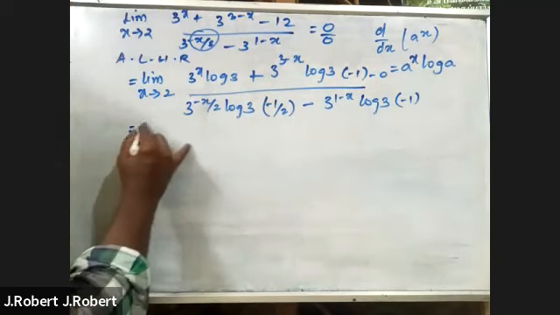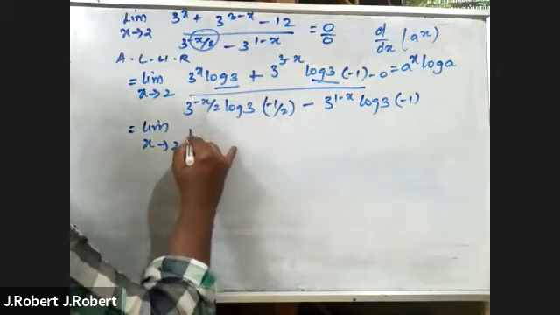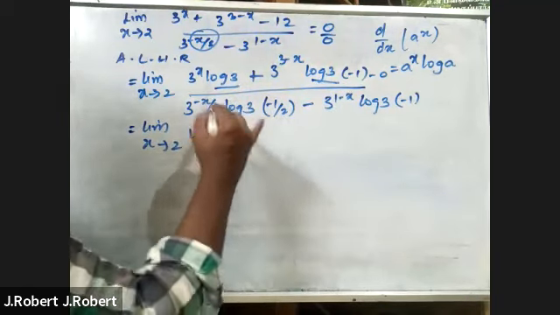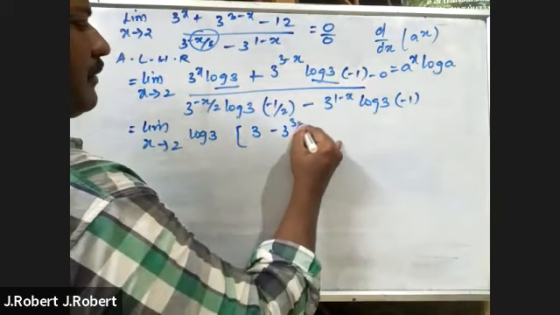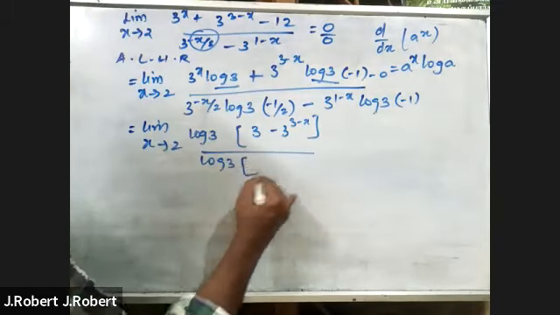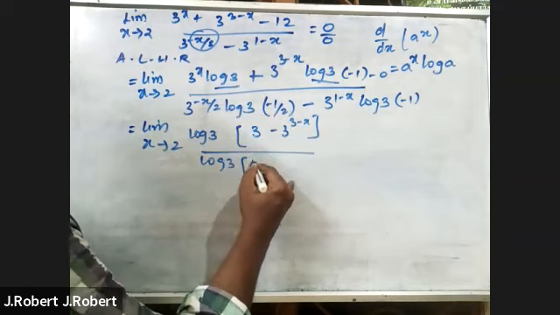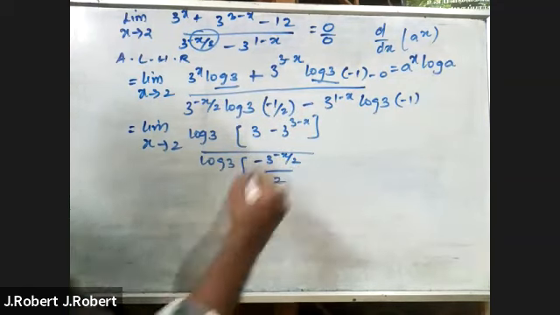Now let us see the next step. Limit x tends to 2. Log 3 is common, you can take log 3 outside, and the remaining part we have 3, minus of 3 power 3 minus x. Similarly, we can take log 3 common outside, minus 1 by 2, minus of 3 power minus x by 2 divided by 2.